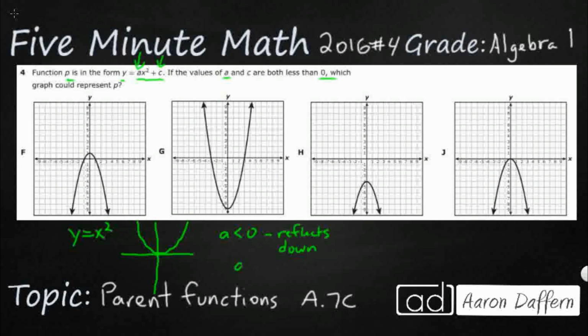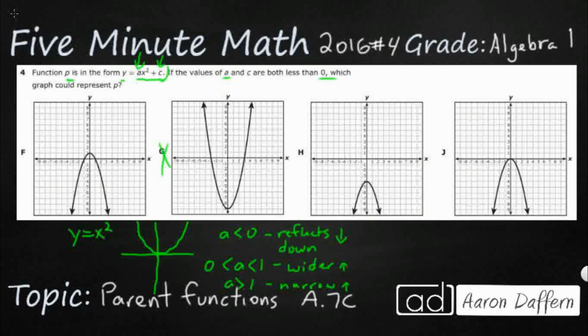If the a happens to be between 0 and 1, then it becomes wider, but it's still facing up. And if a happens to be greater than 1, it becomes narrower, very, very skinny, still facing up. So it reflects down only if a is less than 0; the other two still face up. Since a is supposed to be less than 0, we can get rid of g because that's facing up. It's going to be reflecting down.